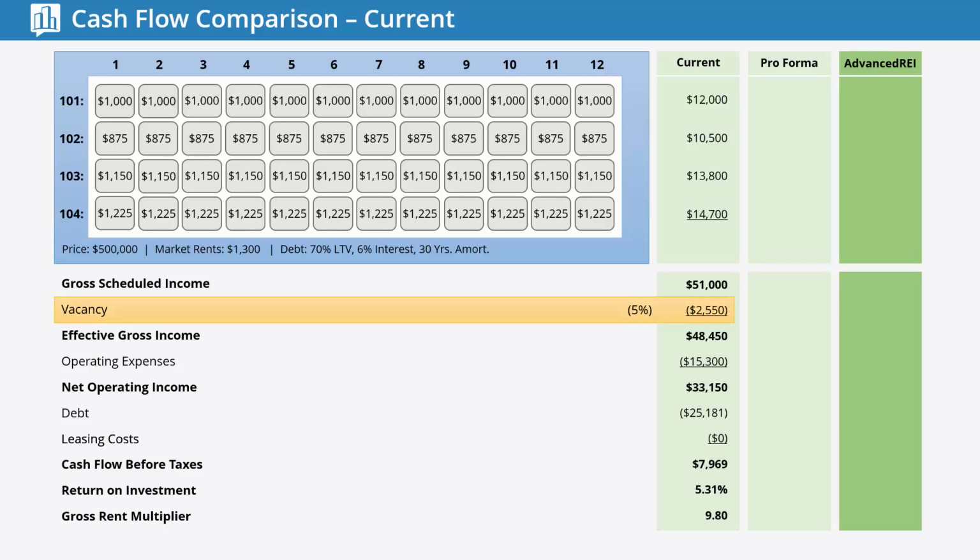Now, if we look at the vacancy field, we're reducing the income by 5% or $2,550 because we're estimating at some point during the year there'll be a vacancy. But where is that vacancy? Every unit in every month is at current rent, which means we're not correctly calculating a vacancy.